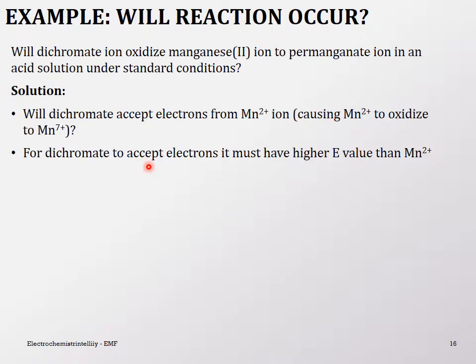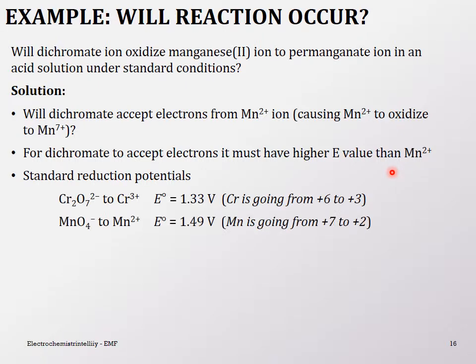So in order for dichromate to accept electrons, it must have a higher E value than manganese. Remember, lithium in our imaginary chart and fluorine right here. The more positive the number is, the easier it is for it to accept electrons. So it must have a higher E value than manganese. Now we have to get the reduction potentials from the table. For chromium, it is 1.33, and manganese, it is 1.49. So you can clearly see from these two numbers that manganese has a higher electrode potential.